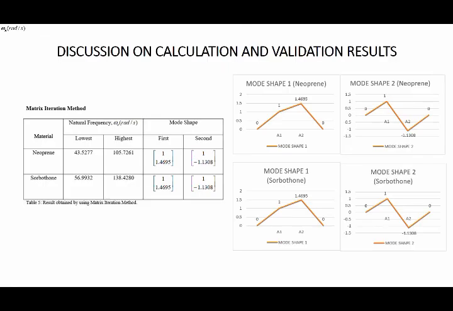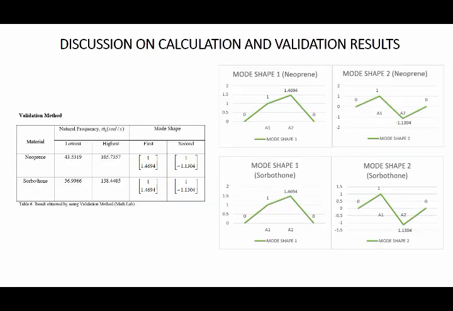I will present the discussion on the calculation and validation results. We use the matrix iteration method to calculate the highest and lowest natural frequency for both neoprene and Soboton. In the slide, table 5 shows the result obtained by the matrix iteration method, and the mode shapes are on the right side of the slide. Table 6 shows the result obtained by the validation method using MATLAB, and the mode shapes are also on the right side of the slide.